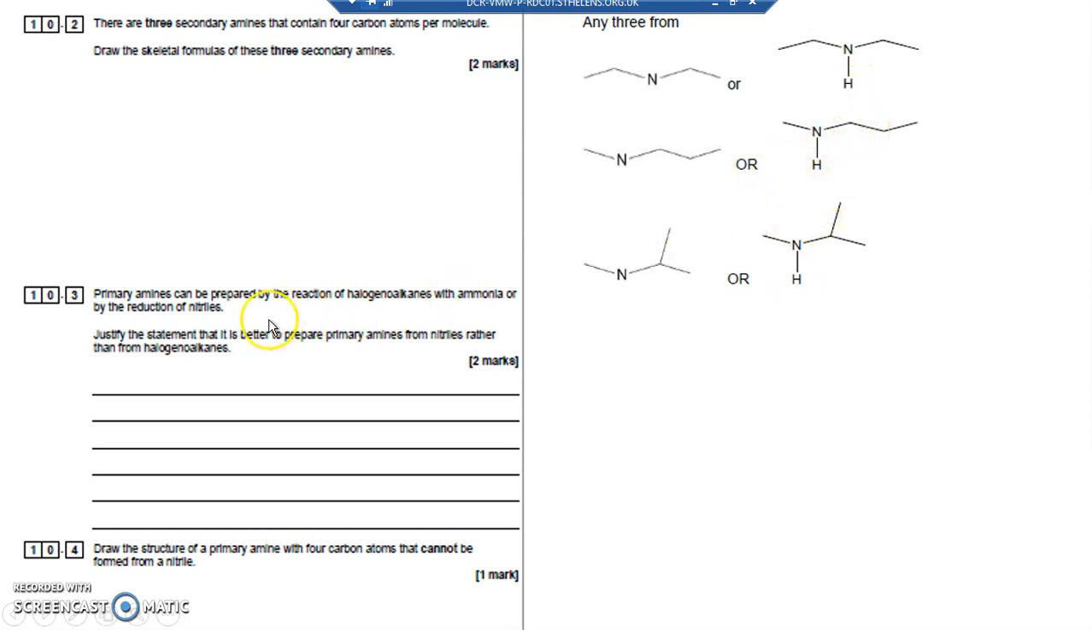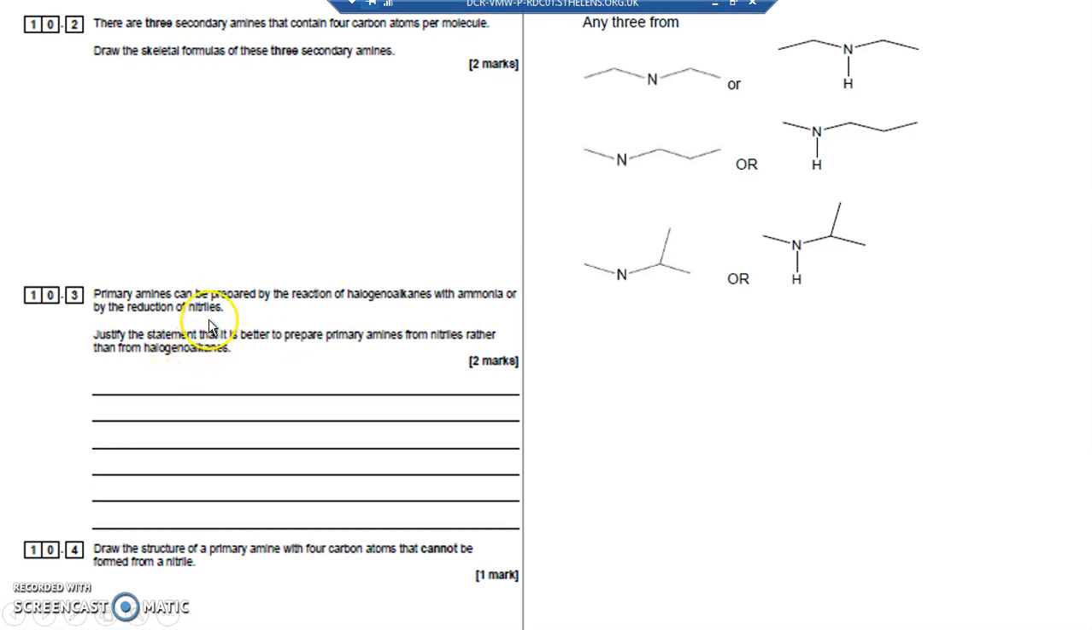Primary amines can be prepared from the reaction of halogenoalkanes with ammonia, or from the reduction, that means adding hydrogen to nitriles, probably with something like hydrogen with nickel. Justify the statement that it is better to prepare primary amines from nitriles rather than from halogenoalkanes.